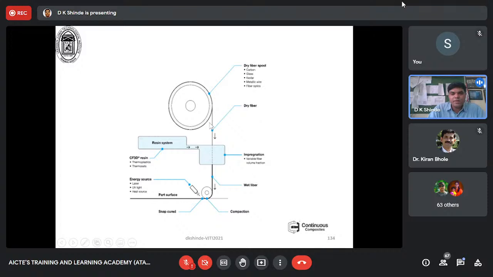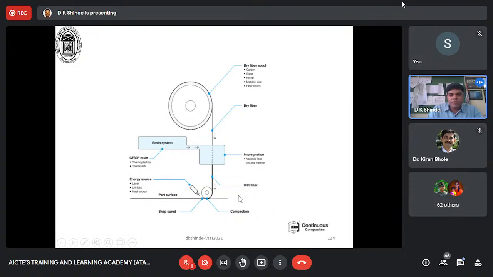Impregnation is done over here with variable fiber volume fractions, and it comes through this and then passes through the roller. This fiber may have a width of, let's say, half a meter, 500 millimeters. A complete ply is passing through this bath, and it goes like this.